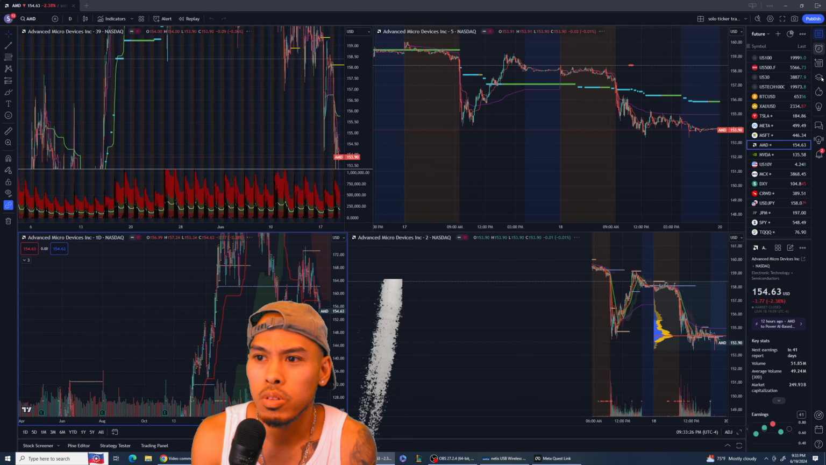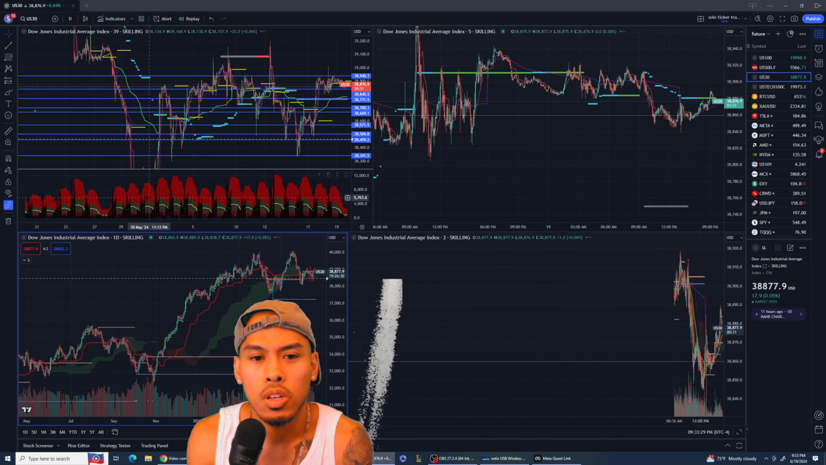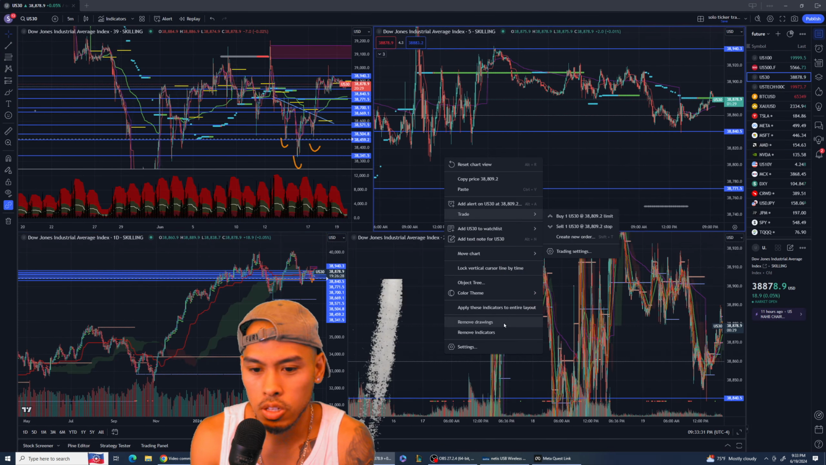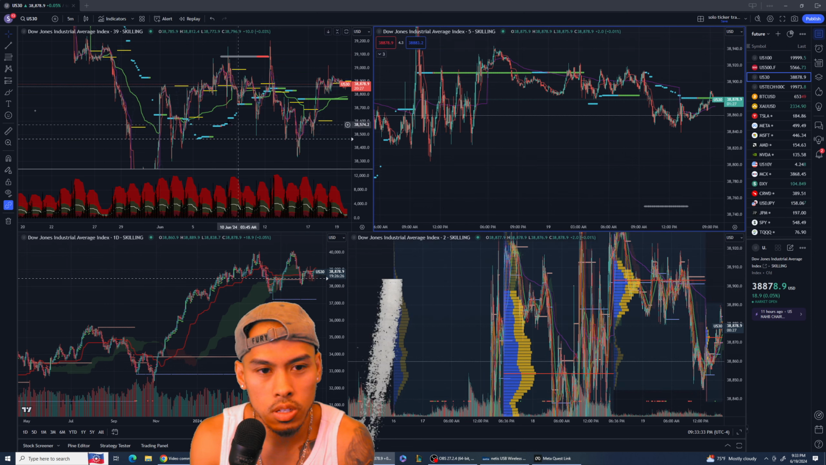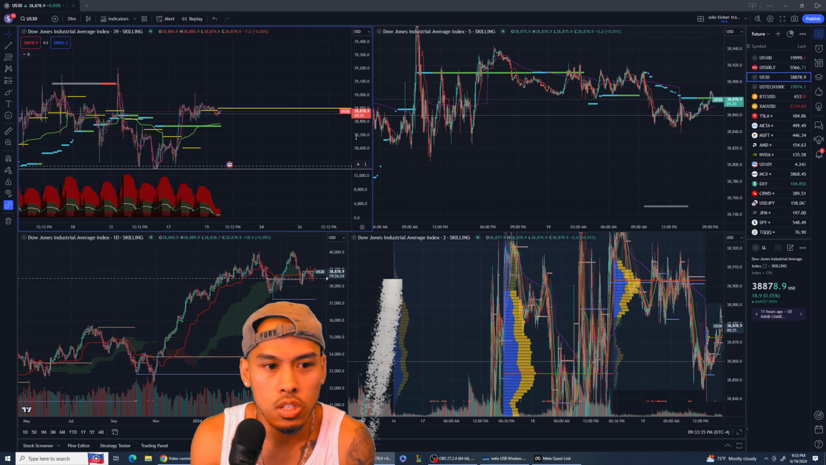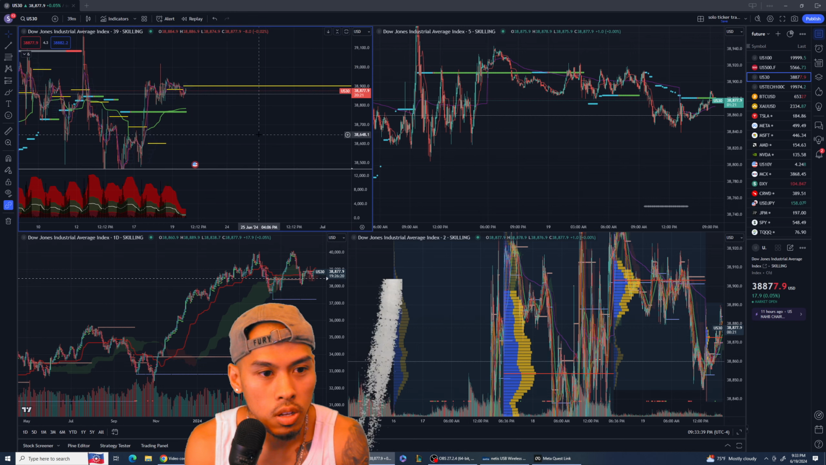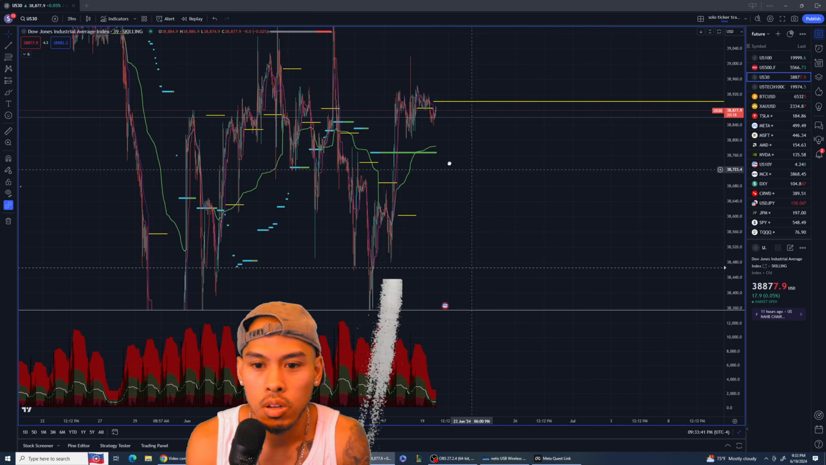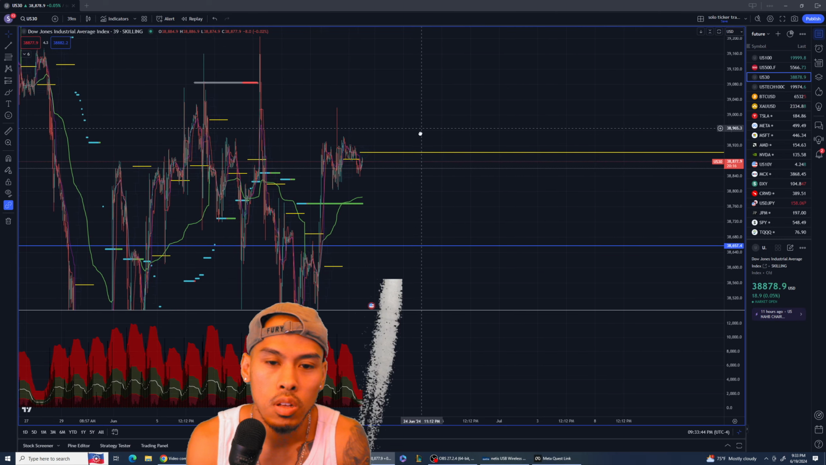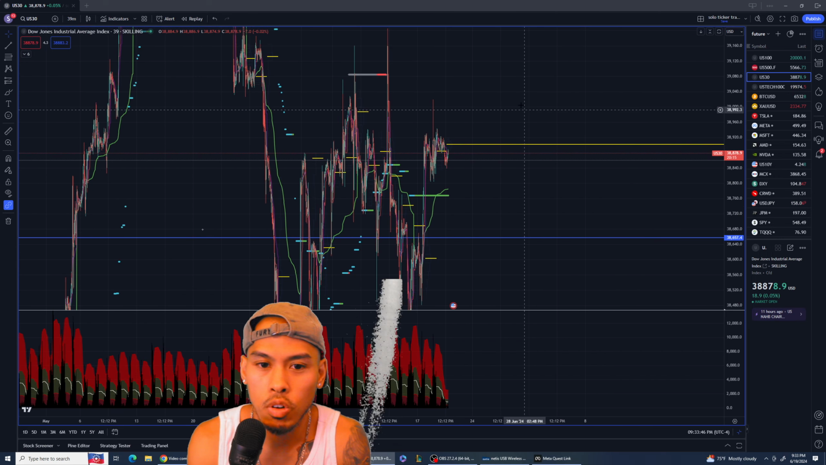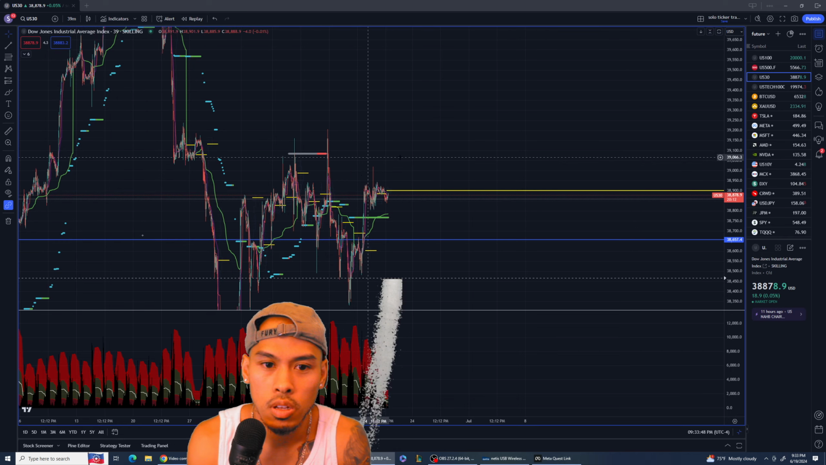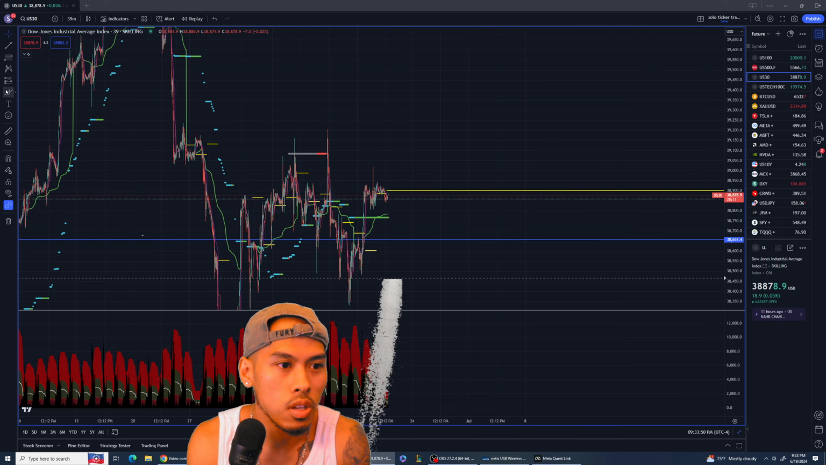For example, let's just go. That's 30. So I just clear every week. Just clear the drawings, and now I just look at key zones. That's volume profile. Here's a key zone right here.